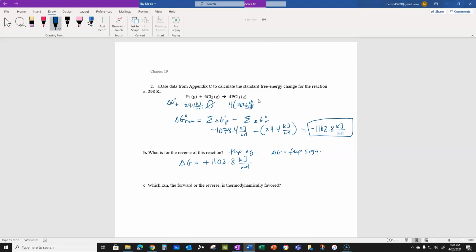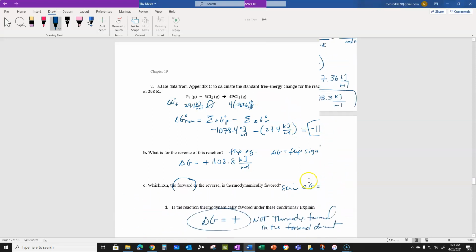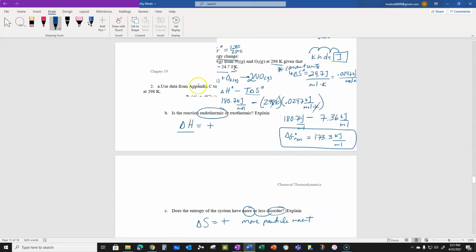Which direction, the forward or the reverse, will be thermodynamically favored? The only one that's going to give me that negative delta G is the forward reaction. So the forward reaction will be thermodynamically favored since the delta G is negative. Period. Done. Okay? Don't overcomplicate this, ladies and gentlemen. It is not difficult. It's just like delta H. The only one we probably will have a little bit more practice with, besides products minus reactants, is this one, because I want to make sure we're not going to screw up the unit.